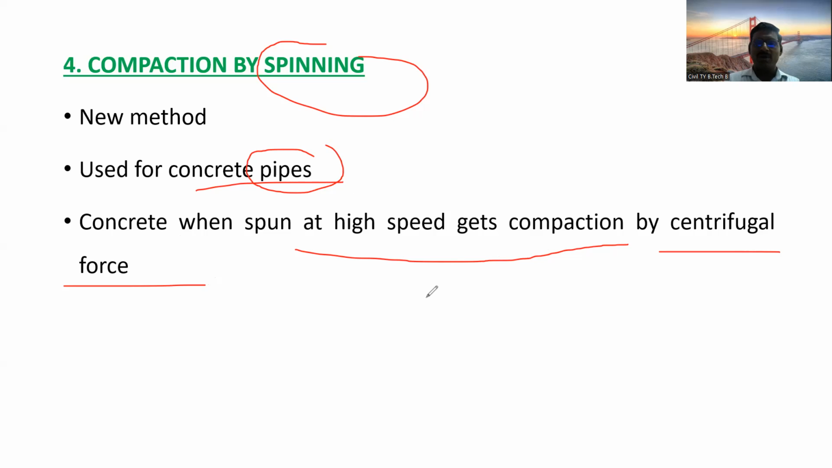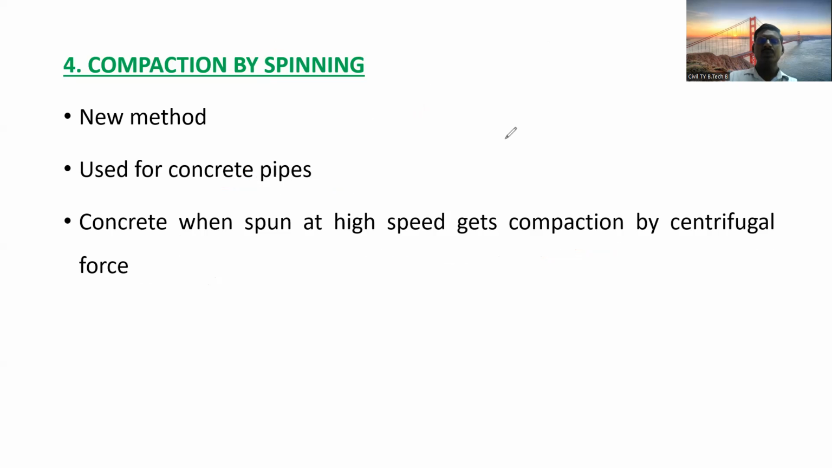So we have covered the four methods of compaction. First is hand compaction, second is vibration, third is the pressure and jolting method, and fourth is compaction by spinning. By using these four methods, we can compact the concrete to remove the air content from the concrete, and the concrete gets homogeneous.